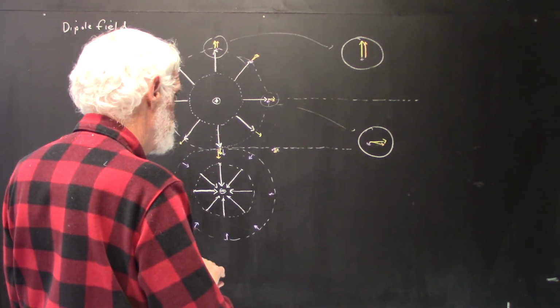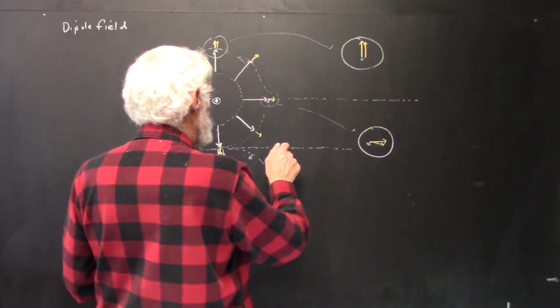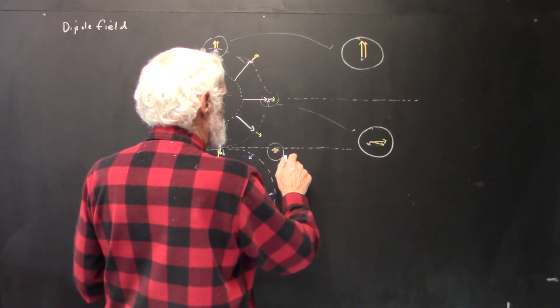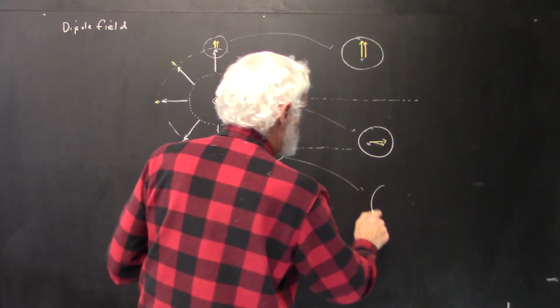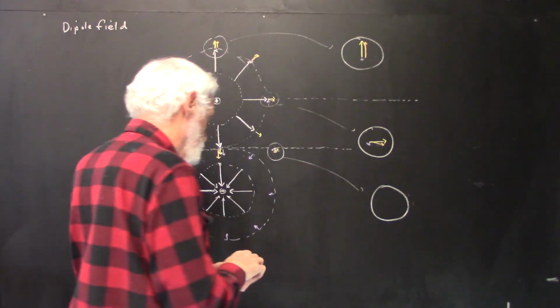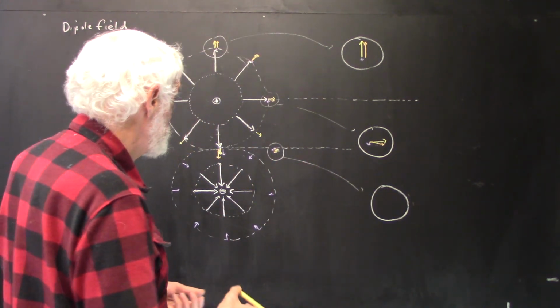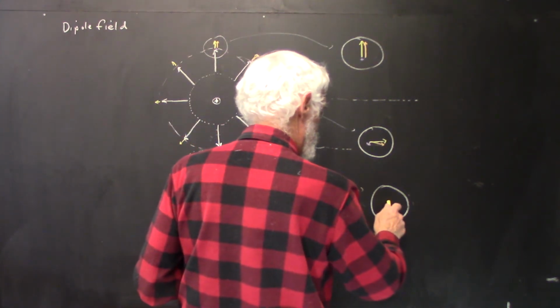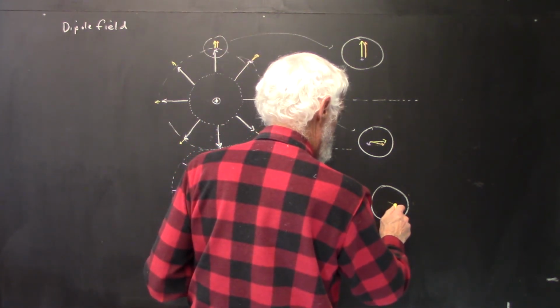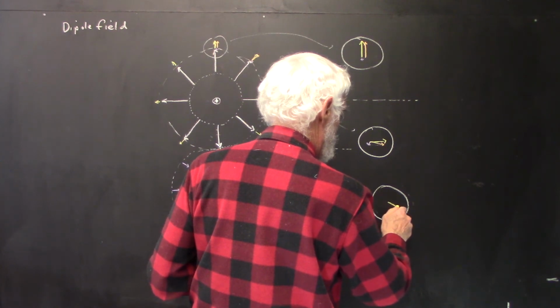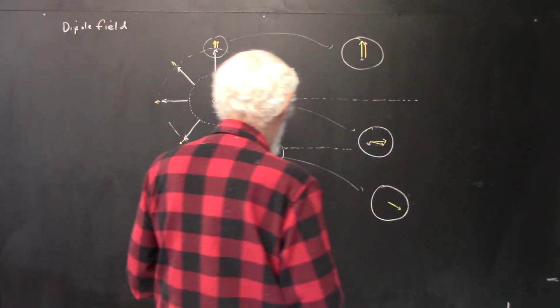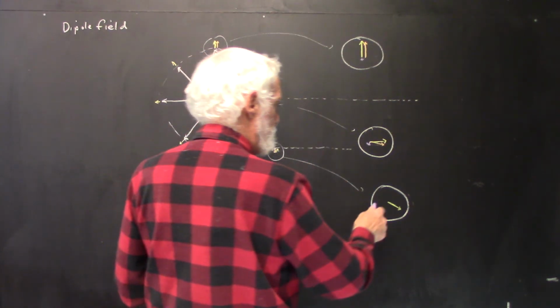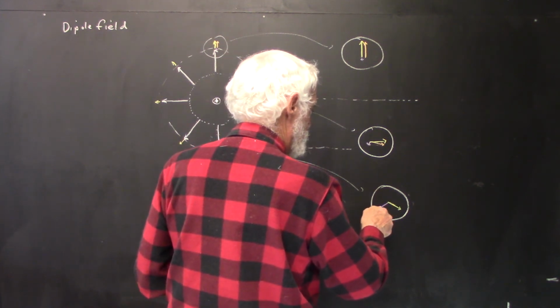And as before, let's take a look at how this looks over here. Fortunately, that was a white chalk I dropped. I don't need it just yet. So I'm going to have a vector like this and a vector like this.